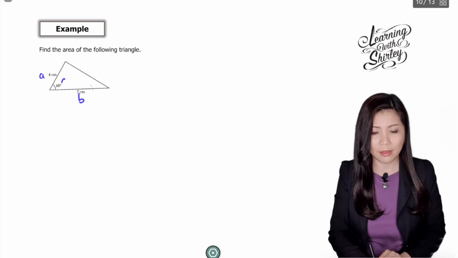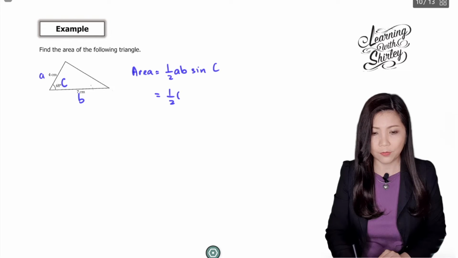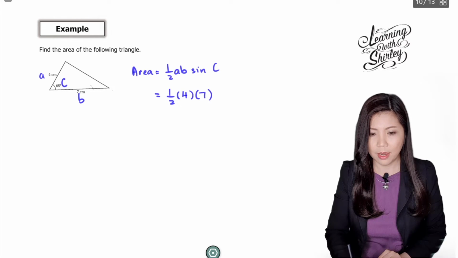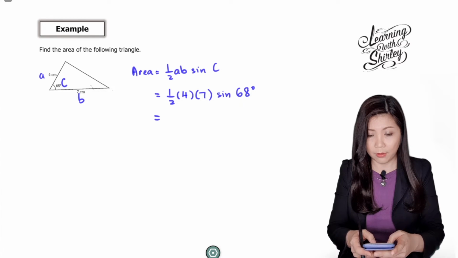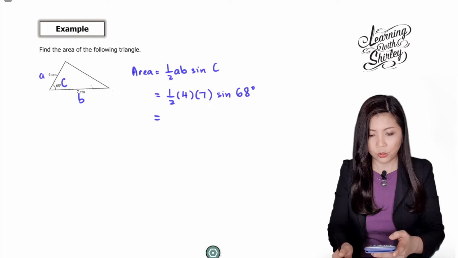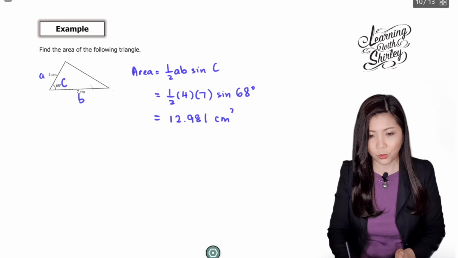Let's look at this example. Find the area of the following triangle. For this, I'm going to use half ab sine C. So this is my a, this is b, and this is angle C. I'm going to substitute the values: a is 4, b is 7, and angle C is 68 degrees. Let's calculate this. Sine 68 times 7 times 4 divided by 2, so we get 12.98. Or to 3 decimal places, it will be 12.981. And the unit is cm squared. So that's the answer.